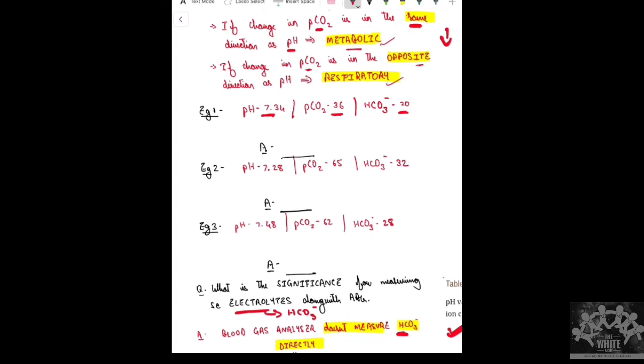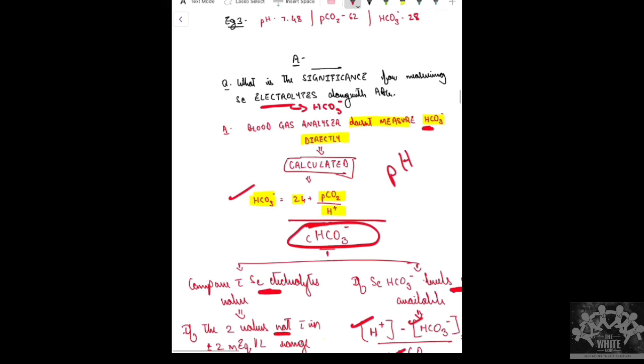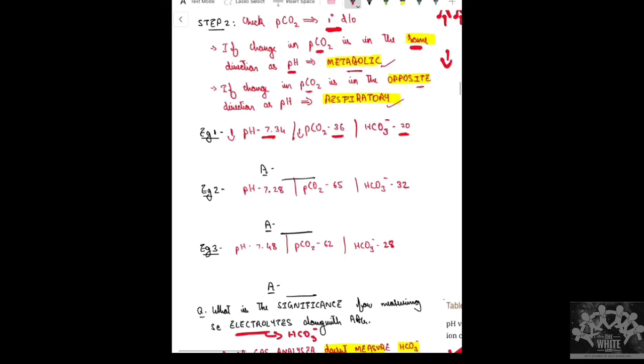Okay. Shavanti says it's metabolic acidosis. Why is it metabolic acidosis? Because both are moving in the same direction. There is a decrease in pH. There is a decrease in PCO2 as well. That means there is metabolic acidosis. So good. There is metabolic acidosis over here.